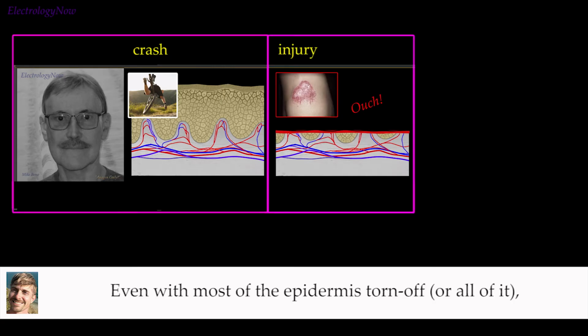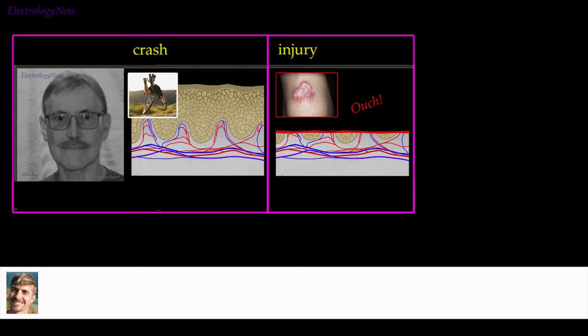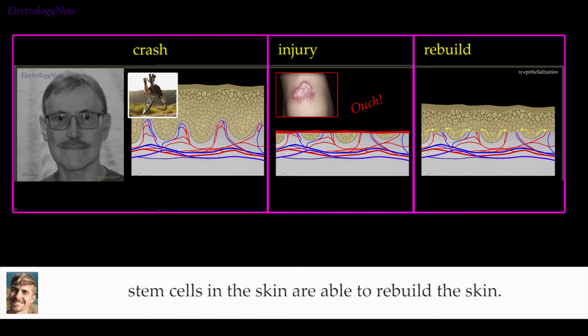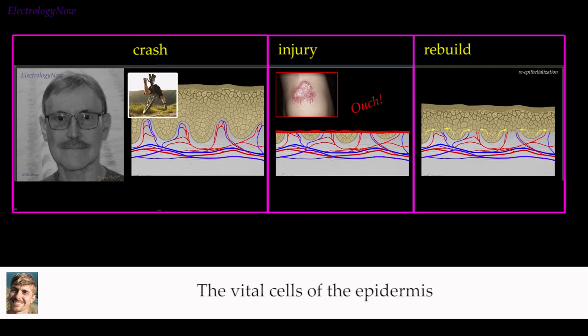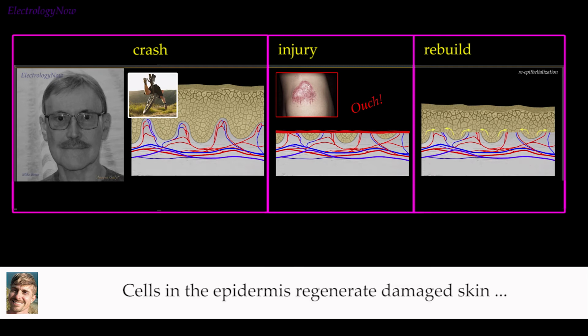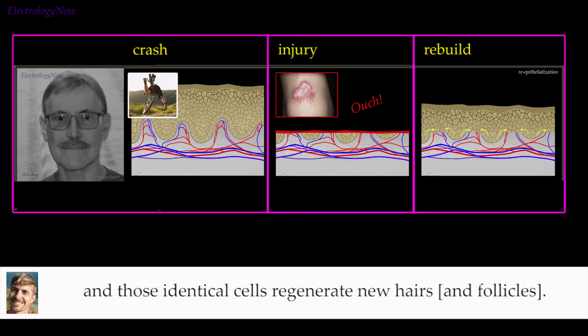Mike also described how our skin heals after an injury. Even with most of the epidermis torn off, or all of it, stem cells in the skin are able to rebuild the skin. The vital cells of the epidermis are identical to the vital cells in the follicle. Cells in the epidermis regenerate damaged skin, and those identical cells regenerate new hairs.